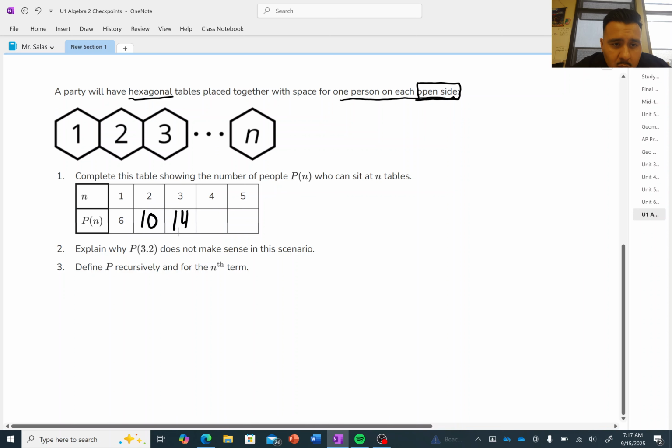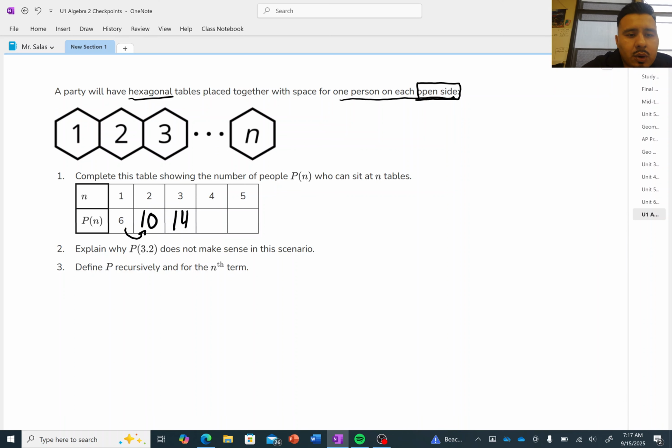Based on my table, what pattern does it look like I have for that P of n row? I go from 6 to 10, 10 to 14. It looks like I'm adding plus 4. So now I don't even have to draw out any tables. I can just say 14 plus 4 is going to be 18, and 18 plus 4 is going to be 22. Perfect. That's all I have to do for the table.